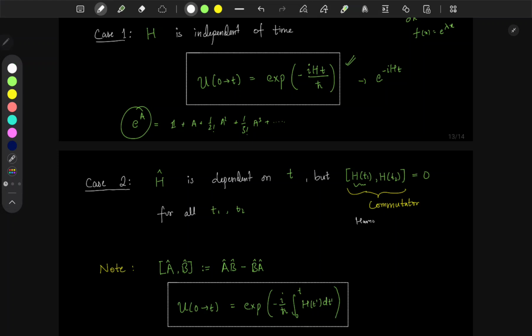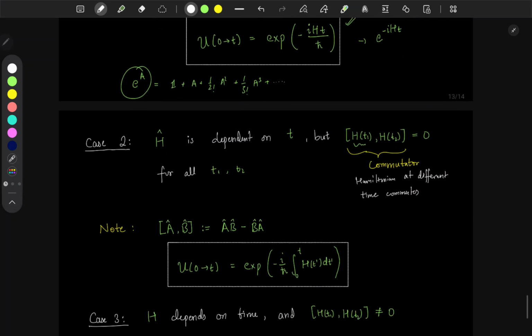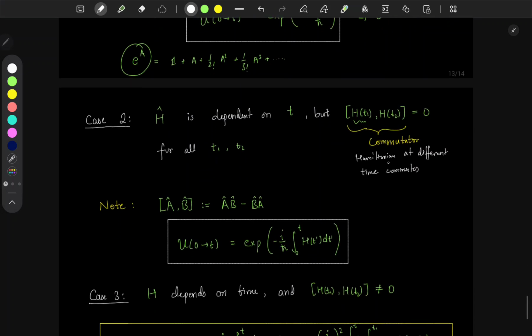the Hamiltonian at different times commutes. So this commutator being equal to 0 means that the Hamiltonian at different times commutes.